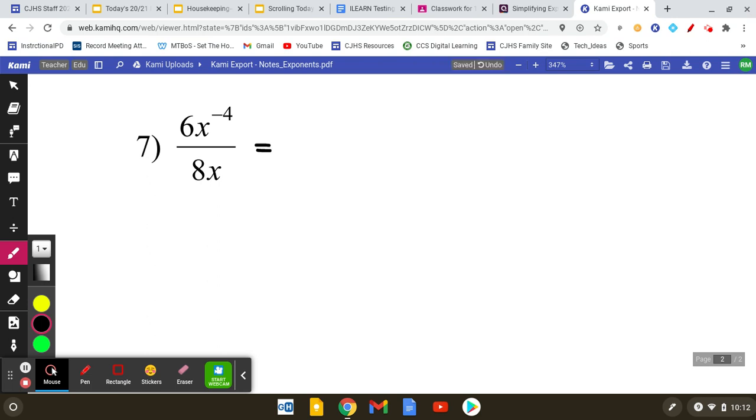The negative 4. Does it belong to the 6x or just the x? Just the x. Good. So what's up on top? 6. And then what am I doing with this x to the negative 4? Put it on the bottom. Along with, remember, there's still an 8x down here.